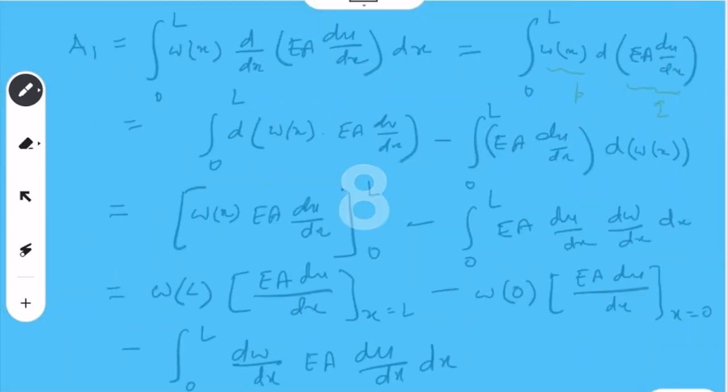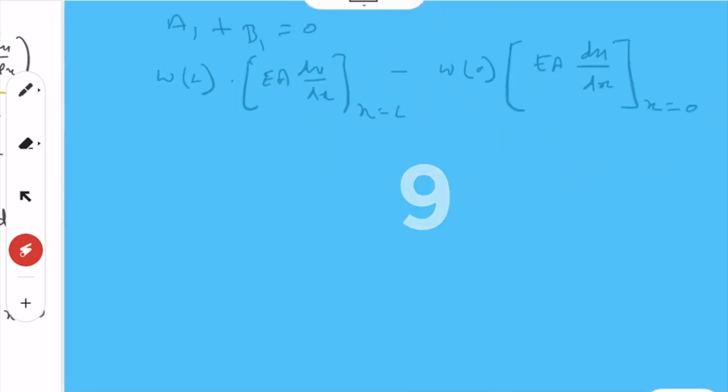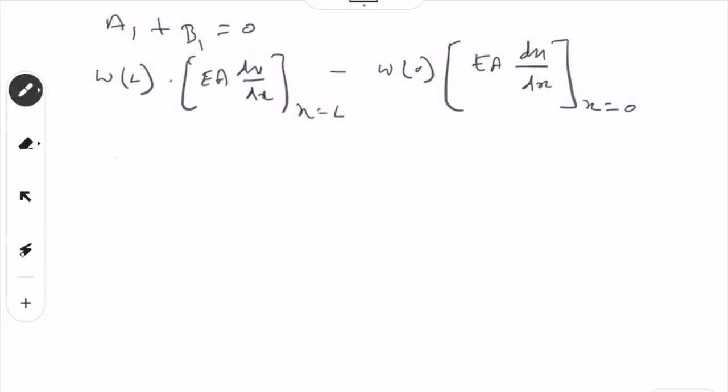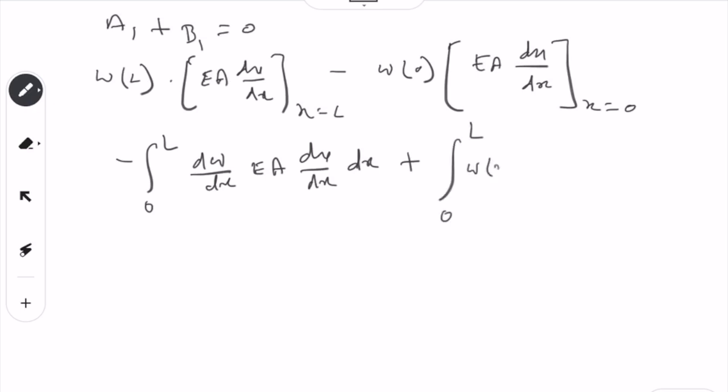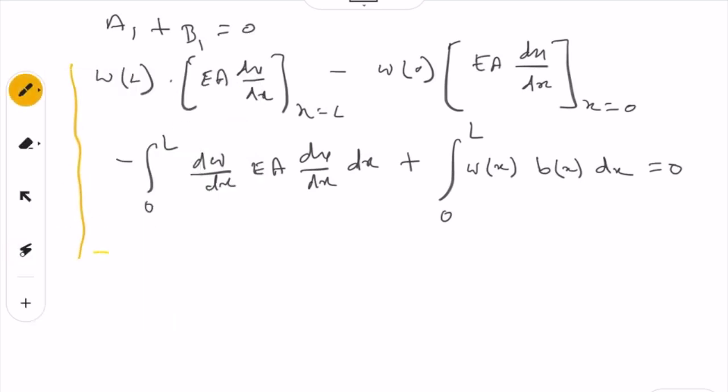After that is minus or plus? So, we have minus only. So minus the integral from 0 to L of dw over dx EA du over dx, plus the integral from 0 to L of Wx Bx dx equal to 0. So, this whole thing is known as the weak form. Okay, so this is a weak form.